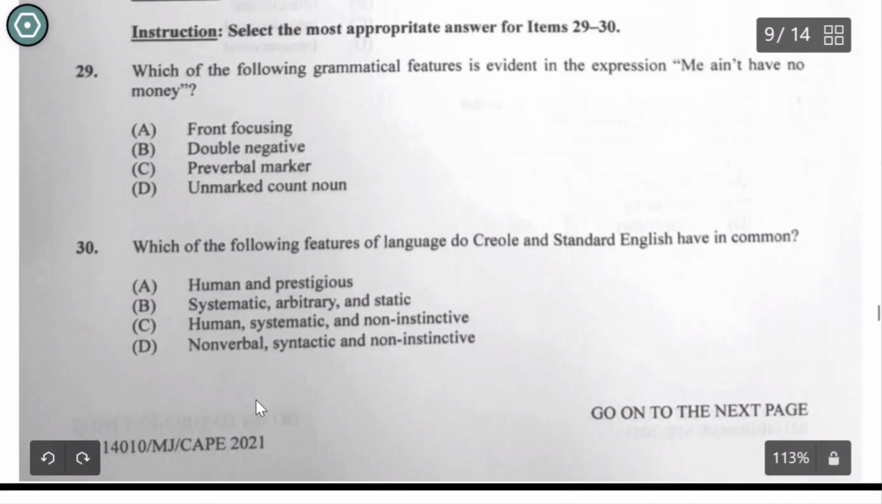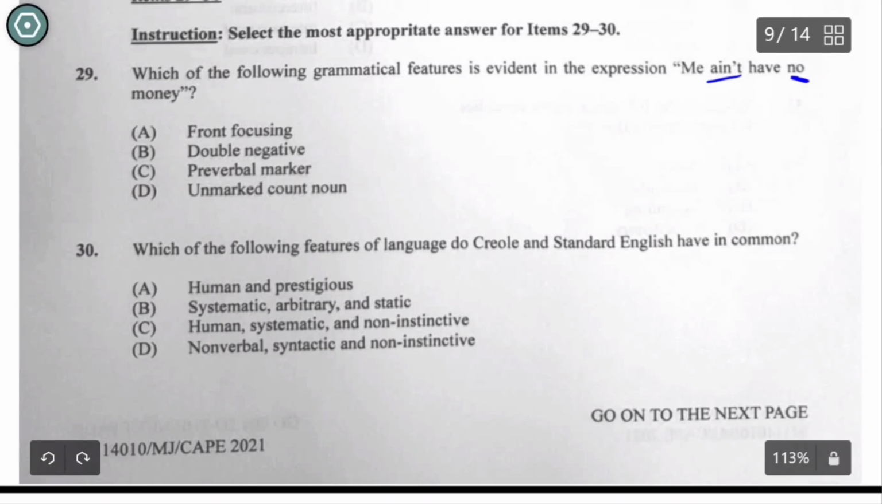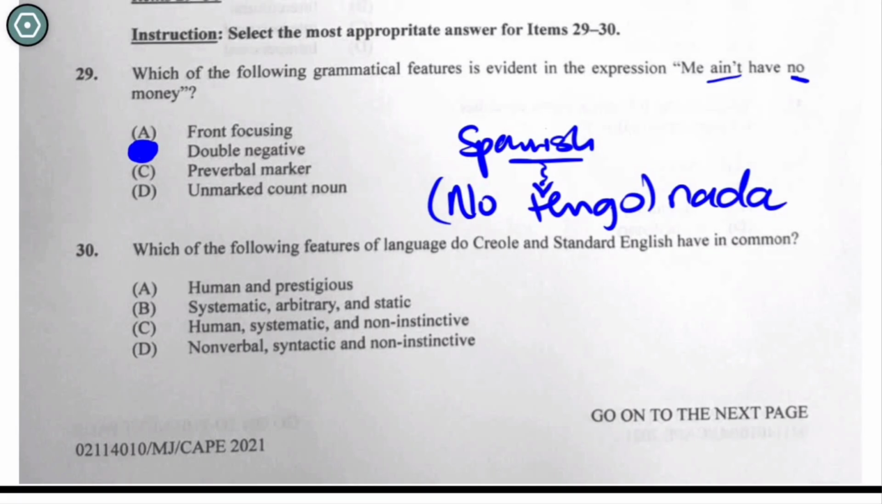Okay? So, which of the following grammatical features is evident in the expression, me ain't have no money? That's a double negative. Ain't and have no. It's just like Spanish. When you say no tengo nada, hoping some of you know Spanish. So this means I have nothing. So in actuality, no tengo means I do not have, nada means nothing. So in reality, you're saying I do not have nothing. Yes, so double negative.